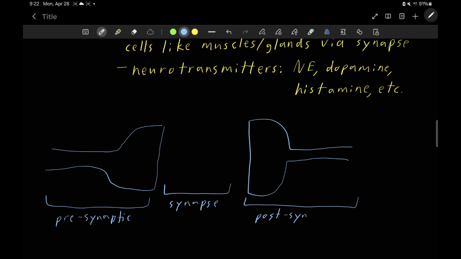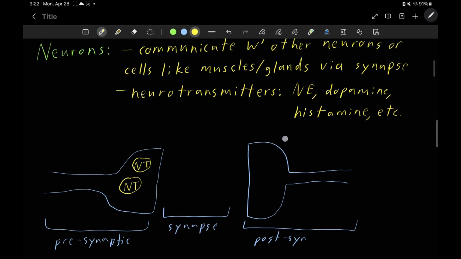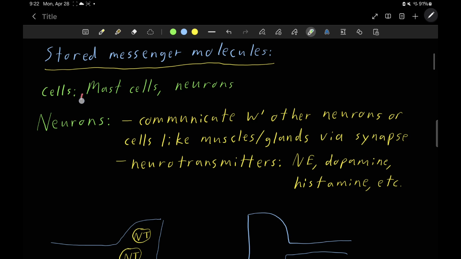So your presynaptic neuron can contain neurotransmitters. Neurotransmitters are basically messenger molecules, but messenger molecules that are specific to neurons. And these messenger molecules can be stored in little compartments known as vesicles. So remember before with mast cells, your messenger molecules were stored in little components called granules, whereas with neurons, your messenger molecules are stored in vesicles. So very similar, think of it just as a change in name. With mast cells, you call them granules. With neurons, you call them vesicles.